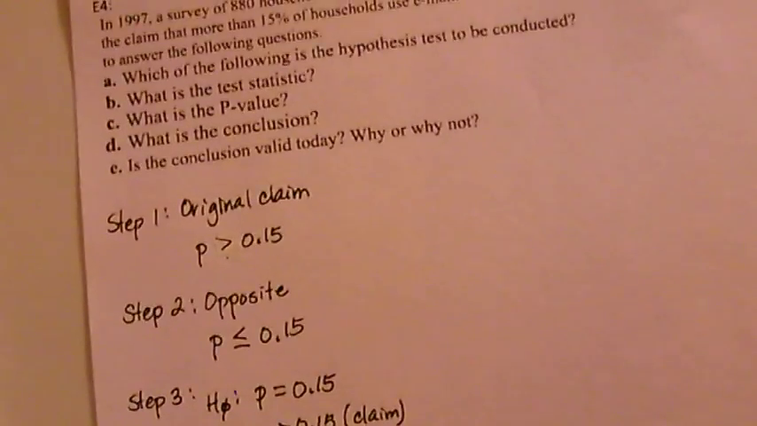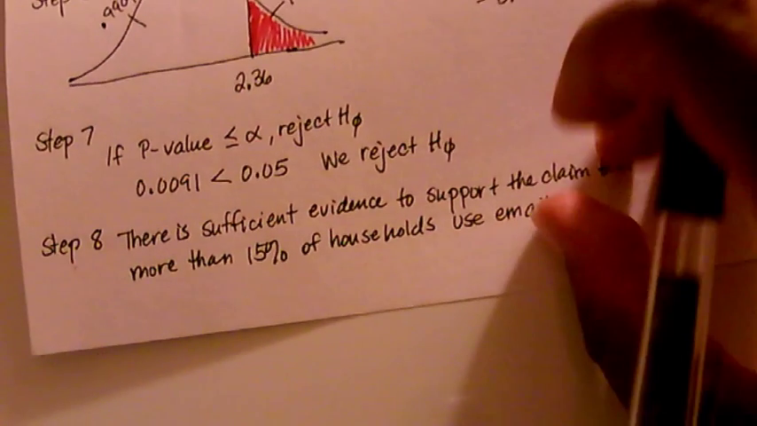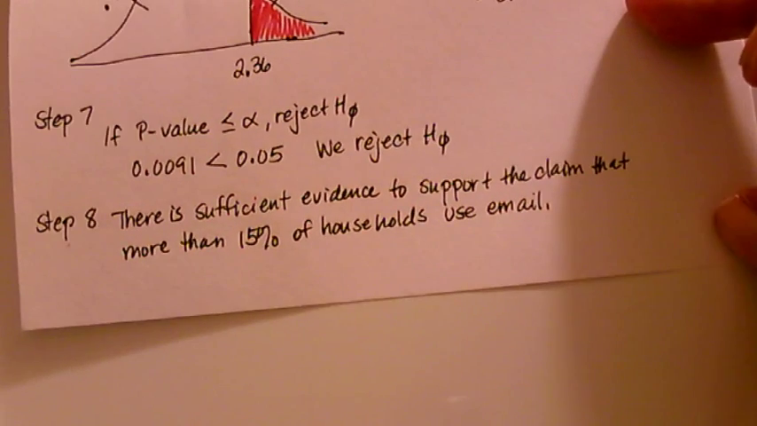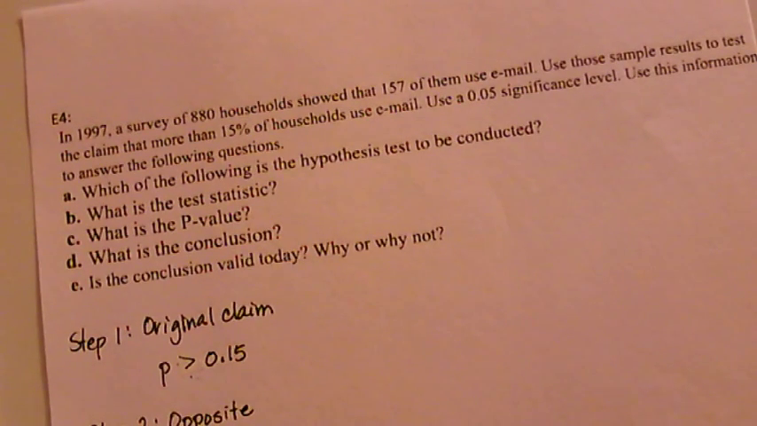So some of these will help to answer the question. So like in part D, what is the conclusion? You would reject the null, which is part of step 7 and 8. And then part E, is the conclusion valid today? Actually, it wouldn't be valid because we're looking at something from 1997. Okay? So in this case, it might not be valid today because the population characteristics of the use of email are changing on a daily basis. So what might have applied in 1997 might not be the same today.